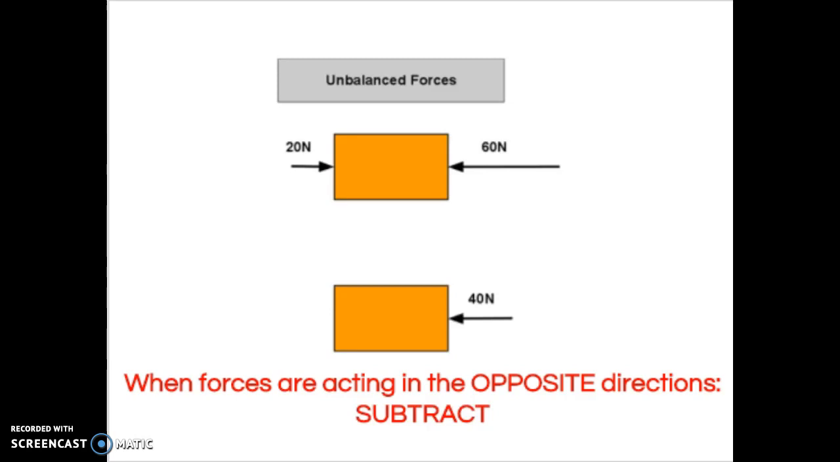Here, these forces are opposite, so with the opposite you subtract. I have 60 newtons to the left. I have 20 newtons to the right. They are opposite, so 60 minus 20 is 40. This object is moving. It is unbalanced. It is moving 40 newtons of force to the left.